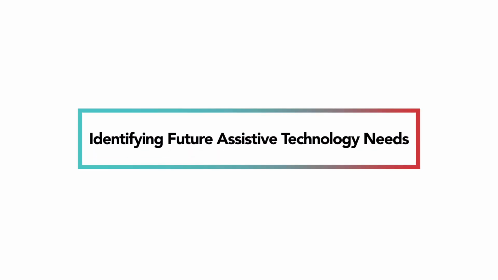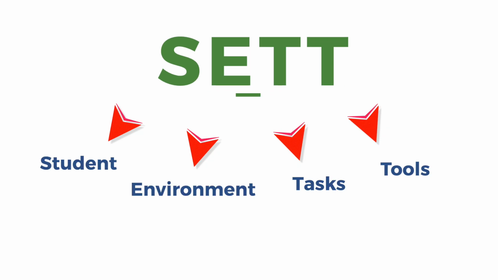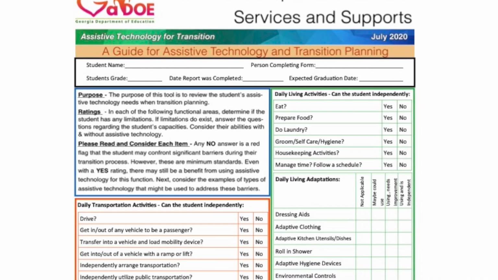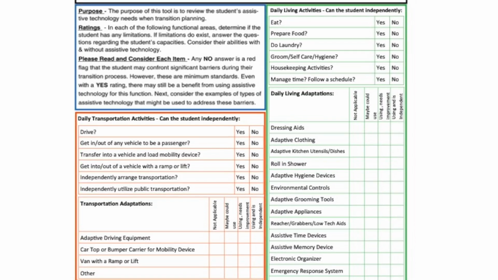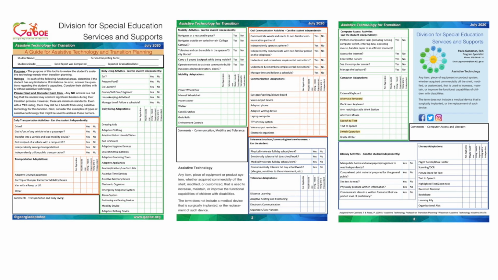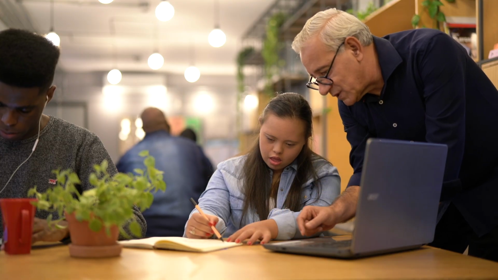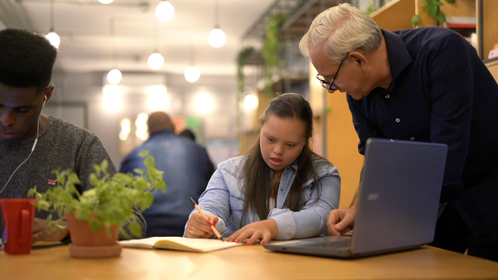Identifying future assistive technology needs. Using the SET framework, student, environment, tasks, and tools, the transition planning team determines whether or not the current assistive technology is appropriate for meeting new environmental requirements and skill demands. The Georgia Department of Education offers a Guide for Assistive Technology and Transition Planning to assist school teams with reviewing student assistive technology needs. This planning guide examines student independence with mobility, transportation, daily living activities, communication, computer access, and literacy. If new needs are identified, the transition team can seek additional support for further assistive technology solutions.